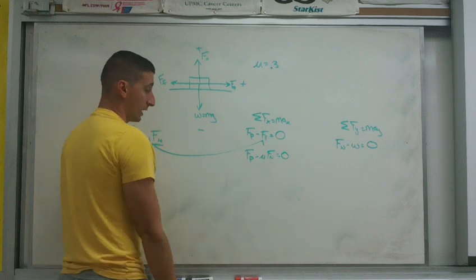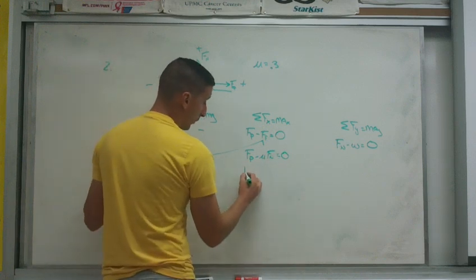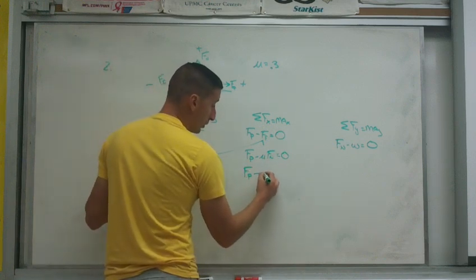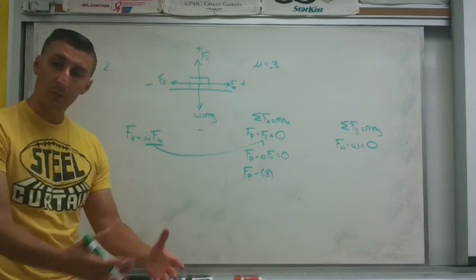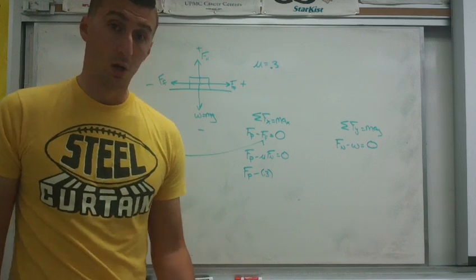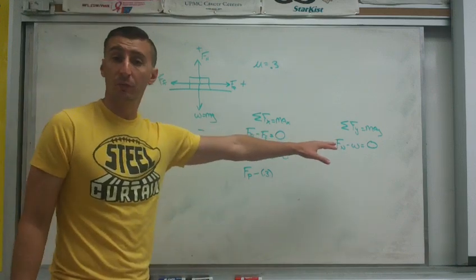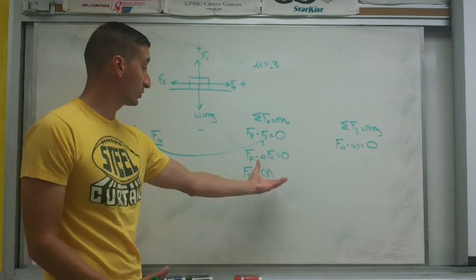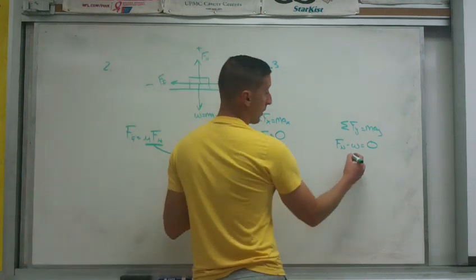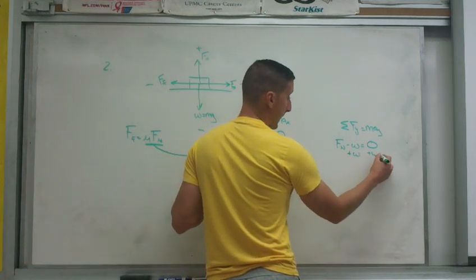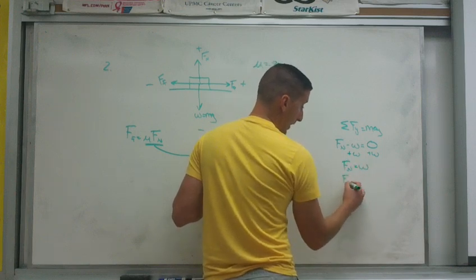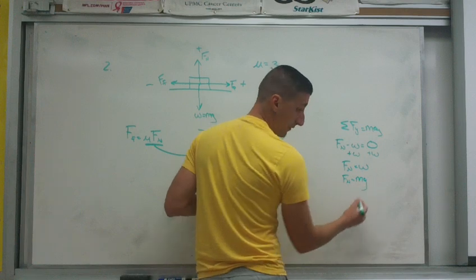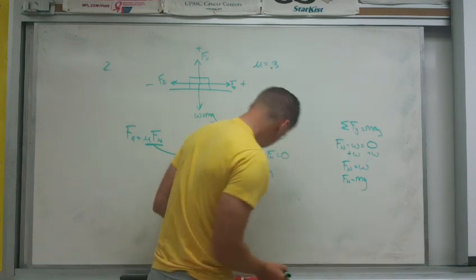I can now plug in here. Fp is what I'm looking for. Mu is 0.3. Normal force. Do they tell me anything about the normal force? No. But I have an equation with the normal force in it, so I can solve for this. I add weight. I have Fn equals weight. Fn equals mass times gravity. All right?